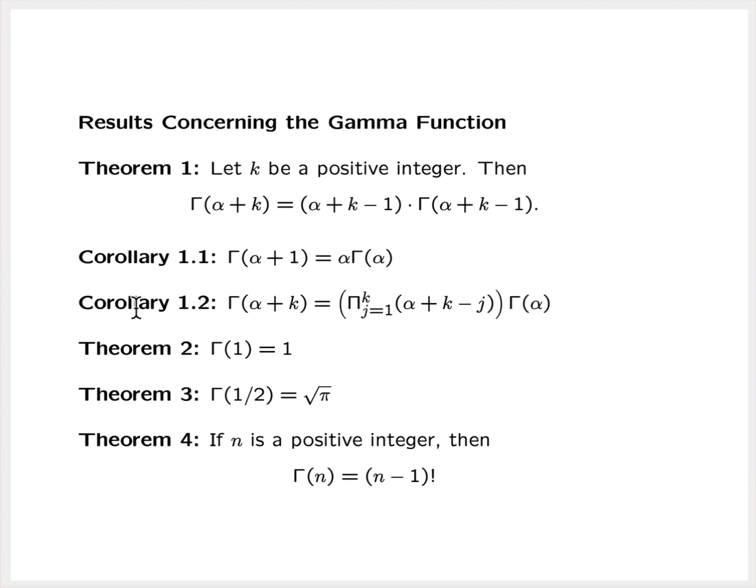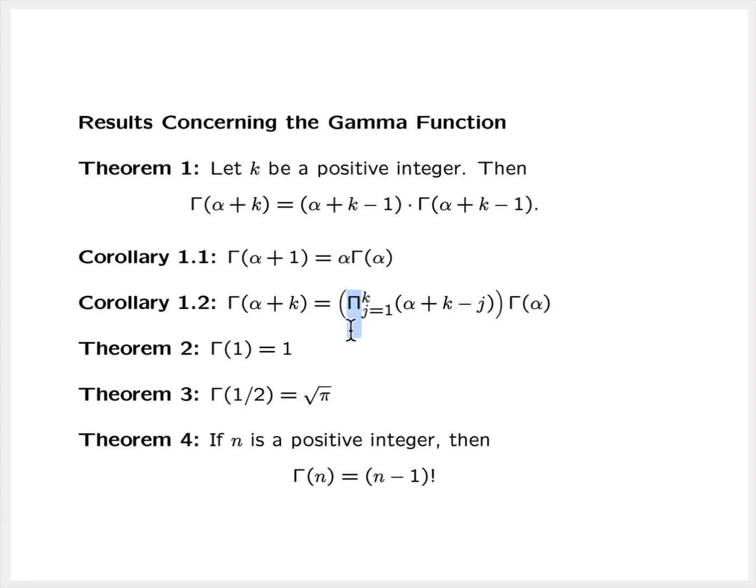The second corollary to theorem 1 says that the gamma function evaluated at alpha plus k can also be written as the product that I've got highlighted and the gamma function evaluated at alpha. Now, what we have here inside the parentheses is the product. That's what this notation corresponds to, if perhaps you're not familiar with that. It's analogous to the sigma notation for representing summations.